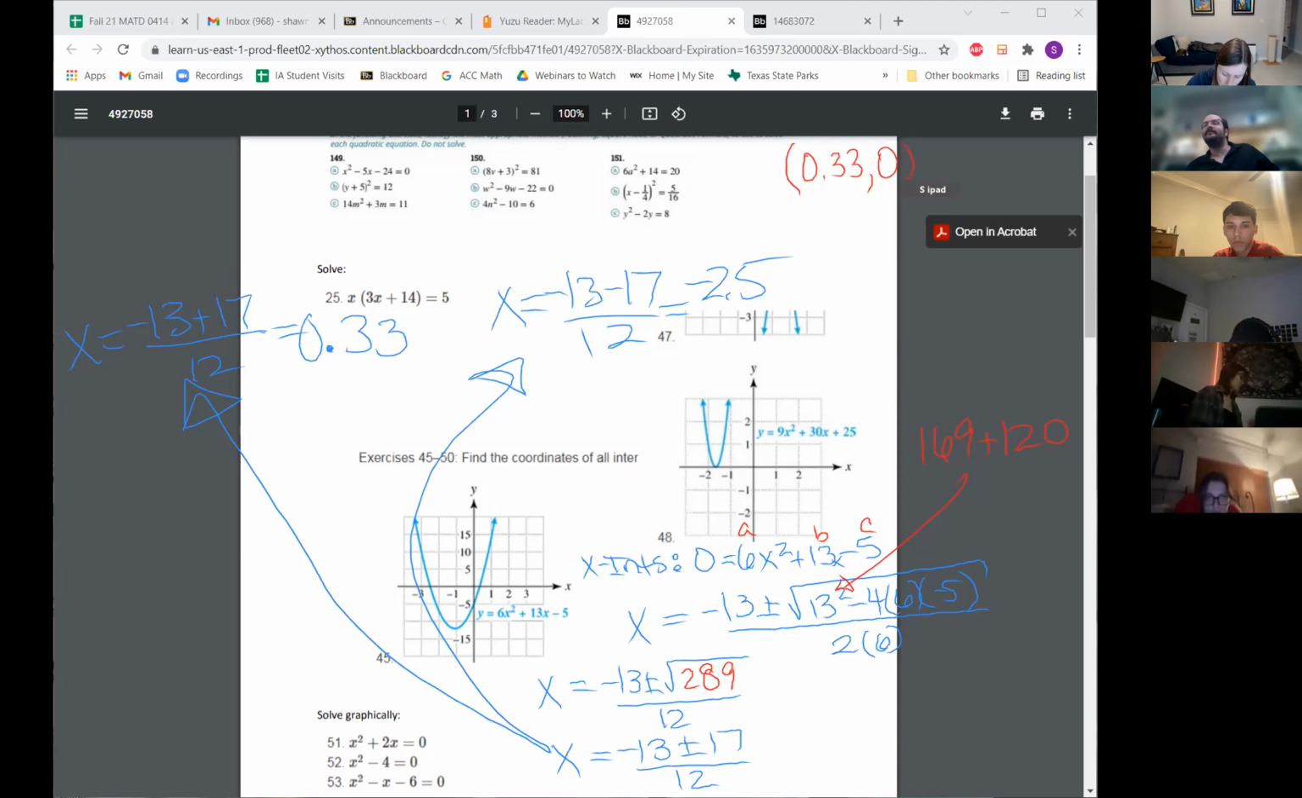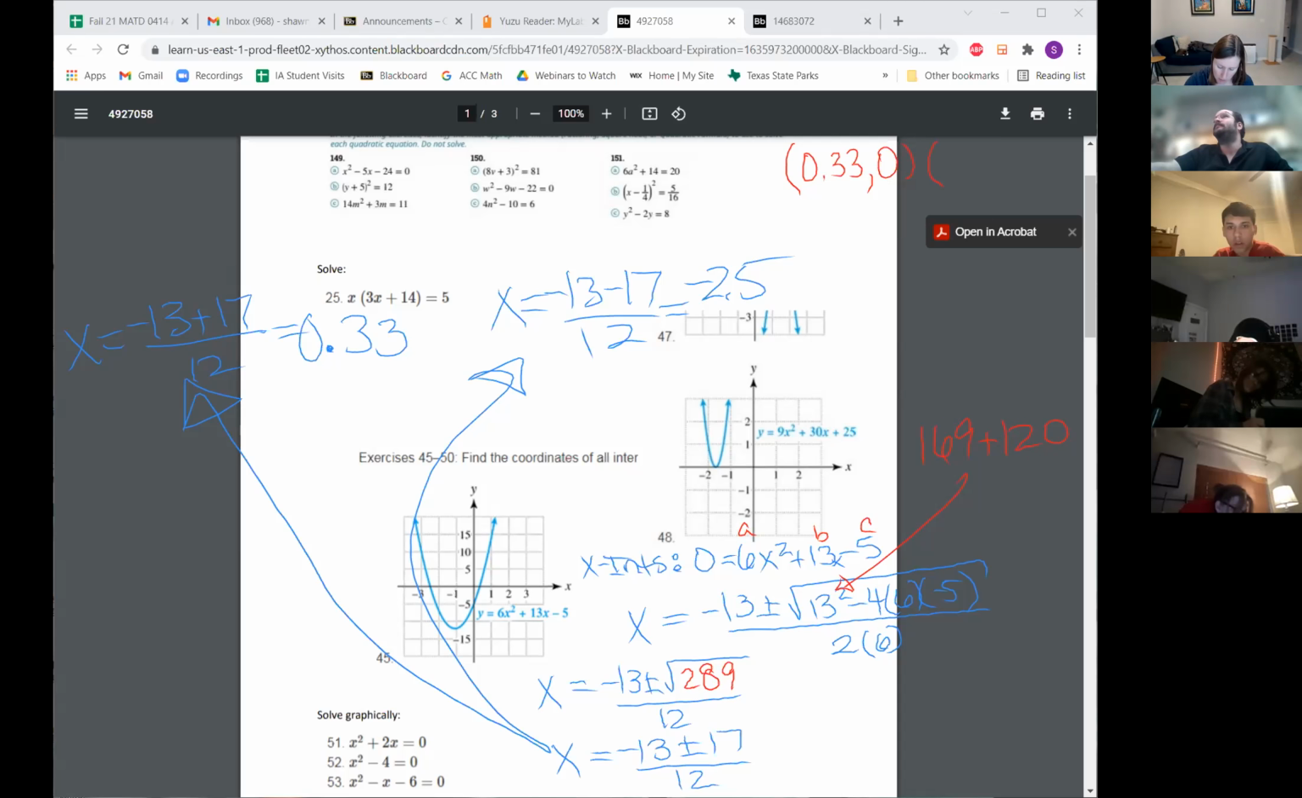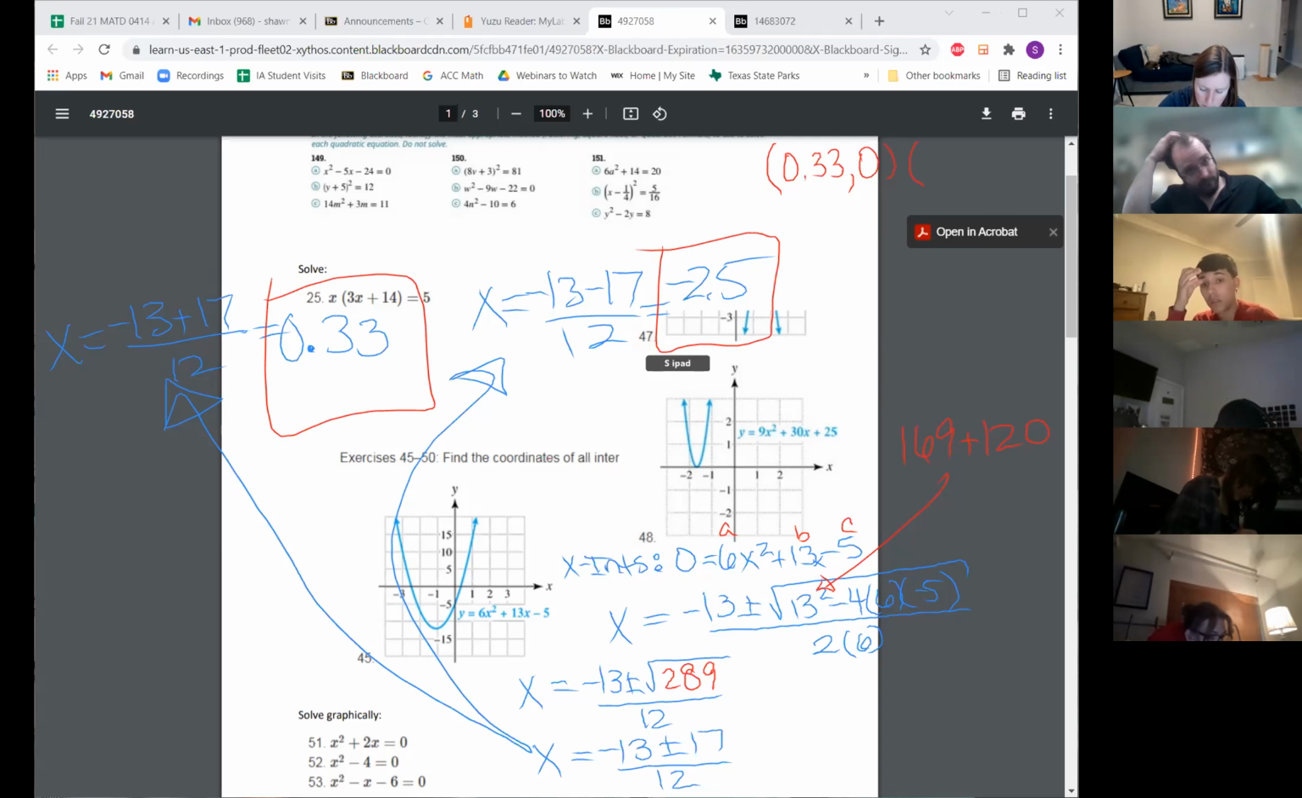And then the other point? What's our other x? I don't think that was our x. What was the second x we got? We got 0.33 and negative 2.5. Okay, so write that as a point. Negative 2.5 comma what? 0. Okay, so those are our x-intercepts. We're not done yet. We have to find our y-intercept. So how do we find our y-intercept?